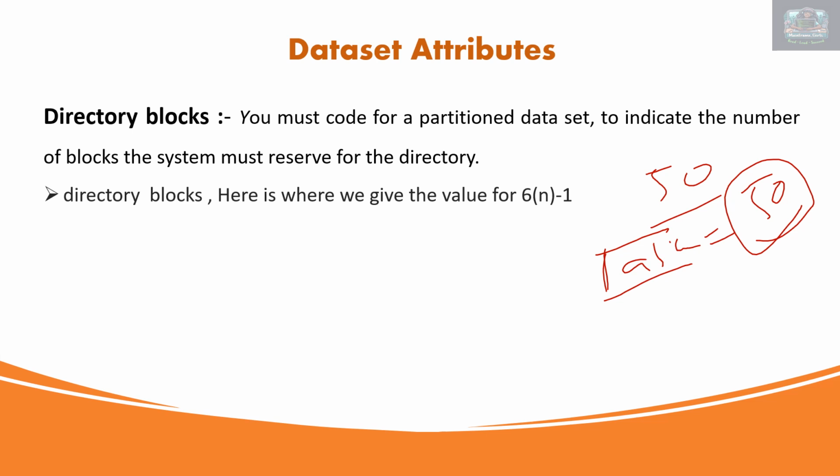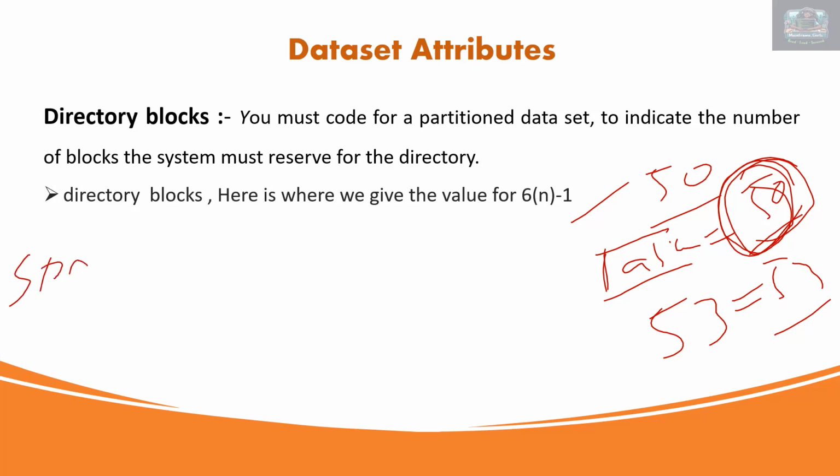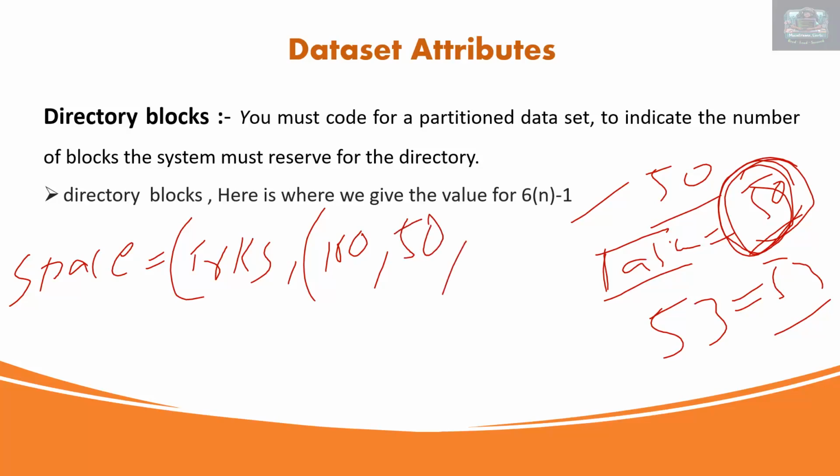So how can you decide the directory blocks you can give? Suppose you need 50, you give 6n minus 1, right? You give directory blocks where n equals 9. Then it will be 54 minus 1, which is 53. Then you can create 53 members in it. So it depends on the requirement, like how you give space: space is equal to the space unit. You say I need it in tracks, the primary quantity is 100 and secondary is 50, and I need directory blocks as 9.